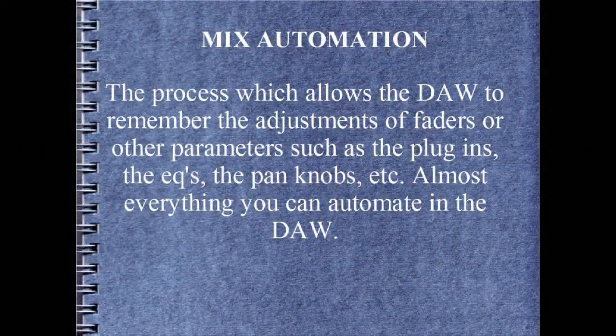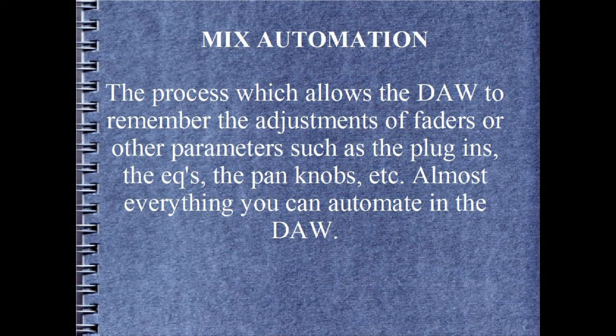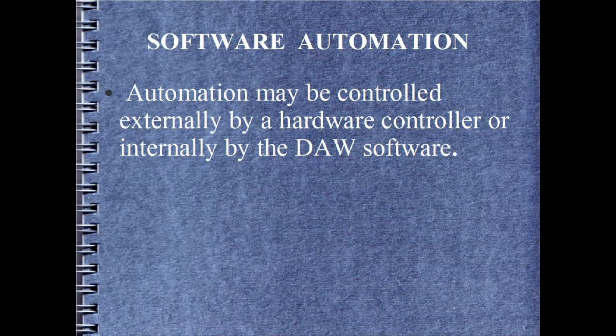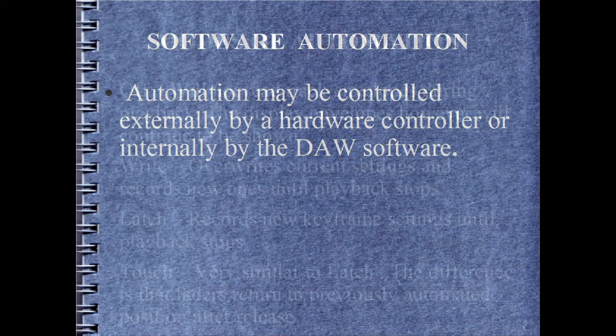Mix automation is the process which allows the DAW to remember the adjustments of faders or other parameters such as the plugins, the EQs, the pan knobs, etc. Almost everything you can automate in the DAW. Now, software automation may be controlled externally by a hardware controller or internally by DAW software.